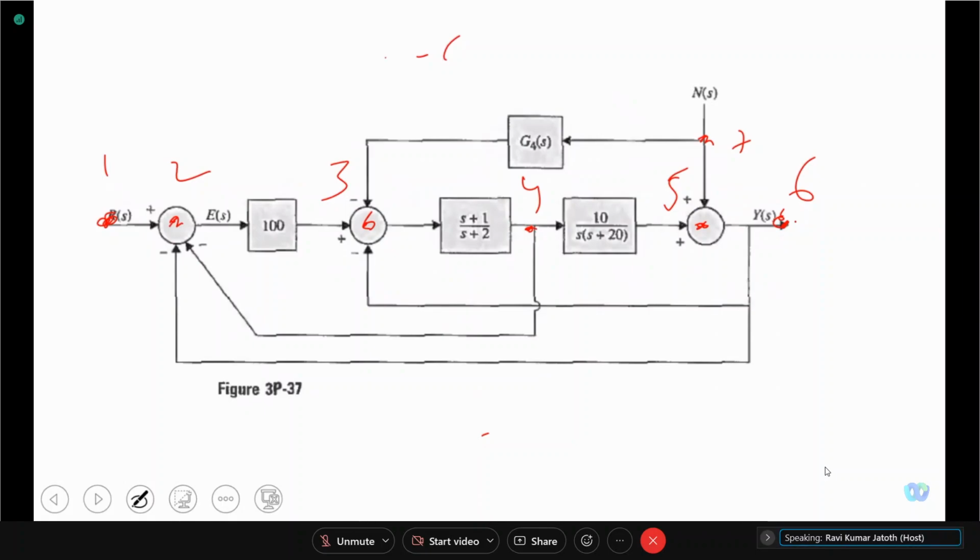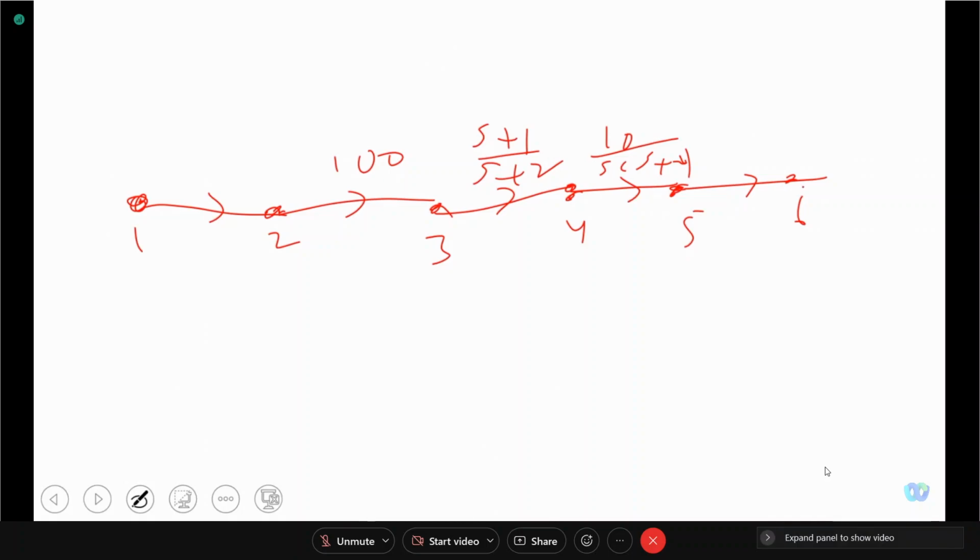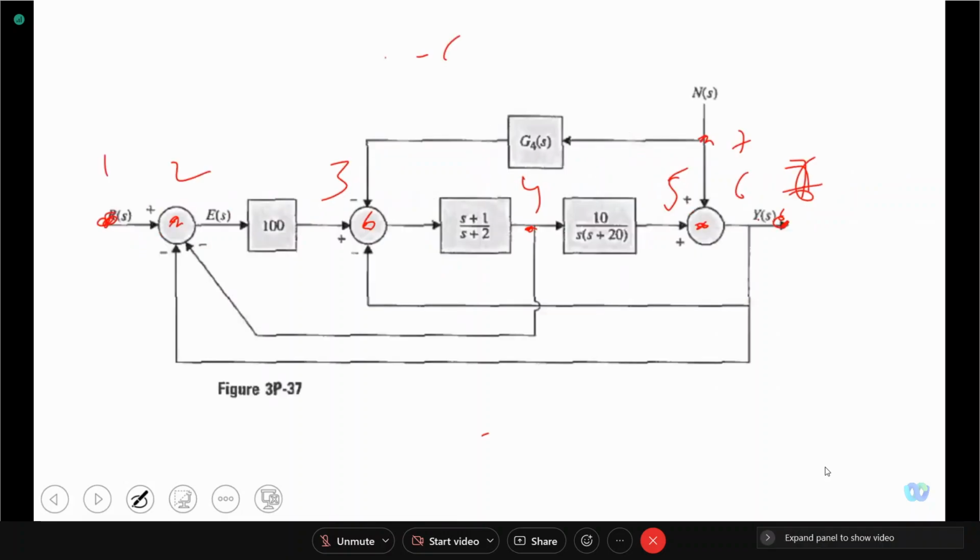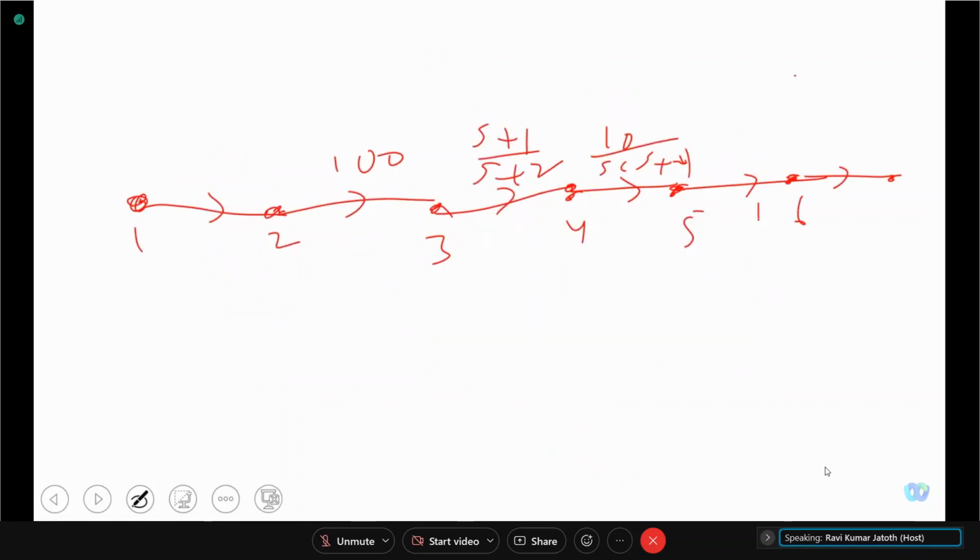Yeah, there is one more missed. All branch points can also be considered as summing points. This is 5, 6, and 7. Okay, so 5 and 6. The signal is with the same gain. Then there is one more summing point. Right, so this is 7.